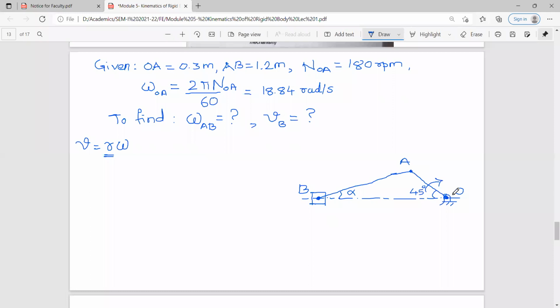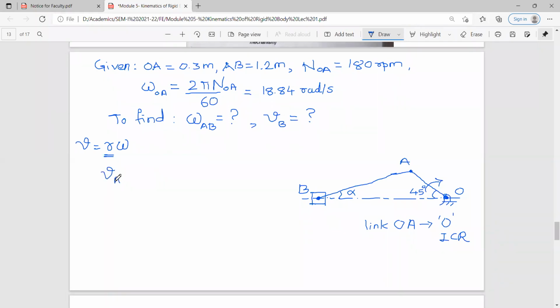ये जो लिंक है, लिंक OA, इसका सेंटर ऑफ रोटेशन कहाँ है? It is the link is moving about which point O, correct. So I can write down that for link OA, point O is the ICR. Okay, once you know the center of rotation, now I will write down the formula to calculate the velocity of point A.